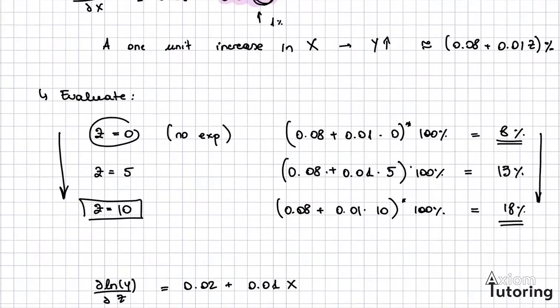Okay? The only thing we should never forget is that, as we've seen in this worked example, in this log level interaction model, the percentage return to x is beta 1 plus beta 3 z times 100. So it's always in percentage terms.